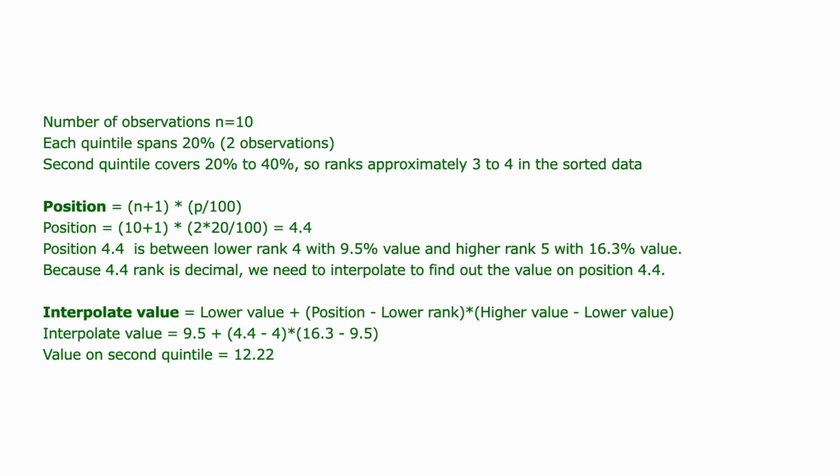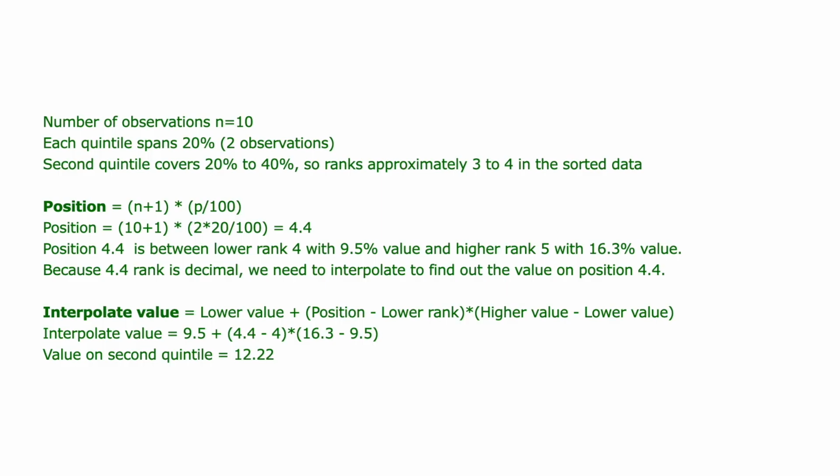Quintiles divide data into 5 equal parts, 20% each. Second quintile is the observation between 20th and 40th percentiles. The upper boundary of the second quintile is the 40th percentile. To calculate the 40th percentile, position equals n plus 1 times p divided by 100.